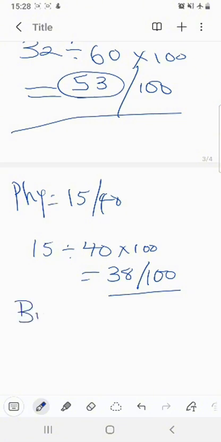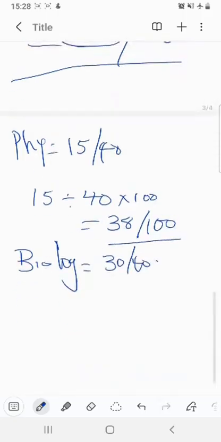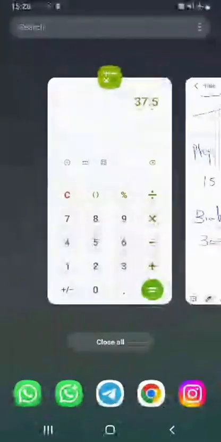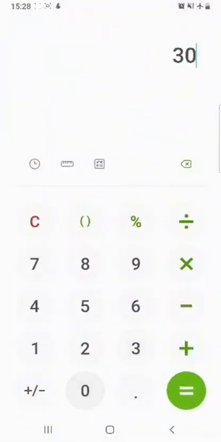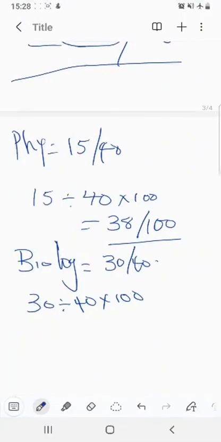Now, biology. Out of 40 questions, maybe you score 30 over 40 in your biology. So the formula is going to be what? 30 divided by 40 multiplied by 100. So in your biology, you score 75 over 100.